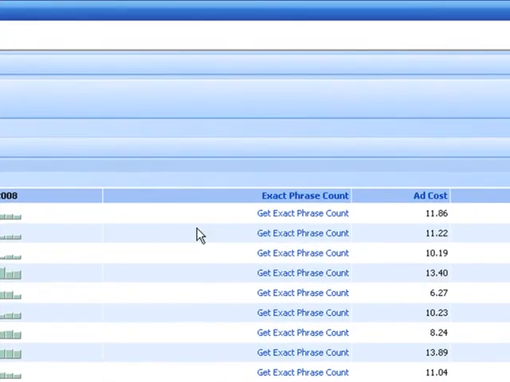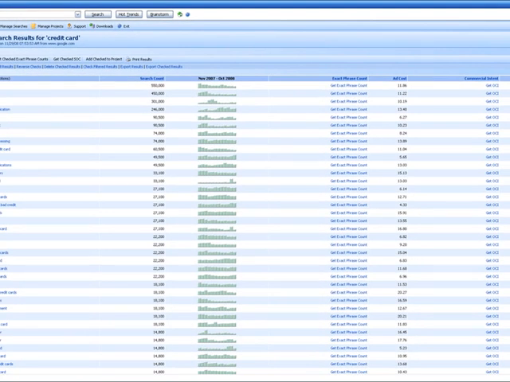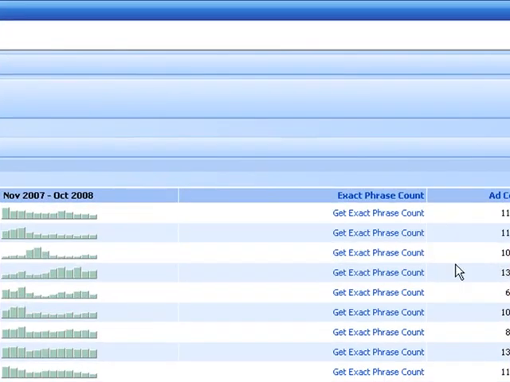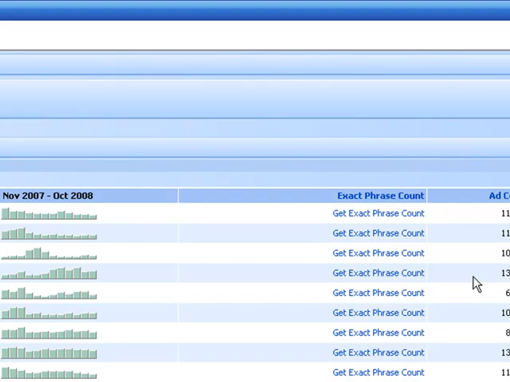So if you look here, you've got the word credit card, general term here, obviously the highest search count, and here look, ad cost. This is the Google AdWords ad cost. I think it's the maximum click. I could be wrong, it could be the average cost, but certainly it's a good indication. Here, $11.86, as this is set to google.com. Obviously, you can set this to google.co.uk if you're in the UK or anywhere else in the world.